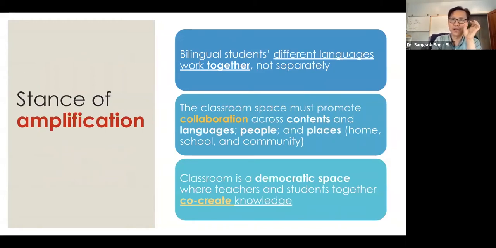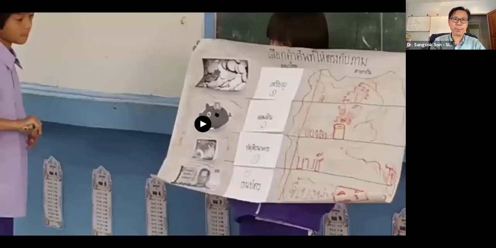For bilingual students, different languages actually work together rather than separately, because it's one chunk, one competence. The classroom space must promote collaboration across content subjects and language subjects, between teacher and student and the parents, and between home and school. The classroom is a democratic space where teacher and student work together and co-create knowledge. Let me show you one example from here.